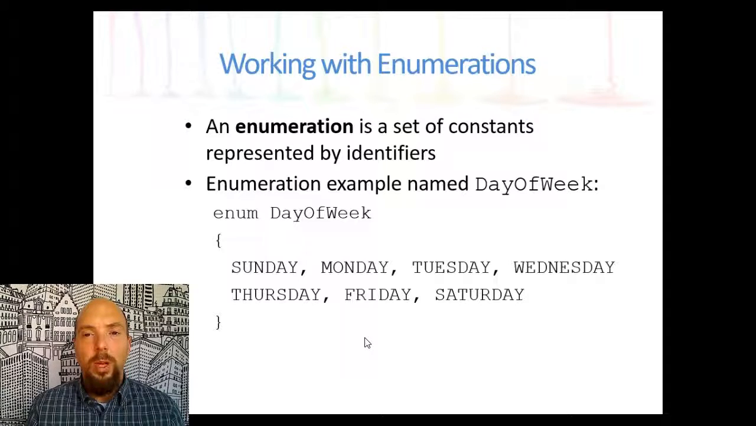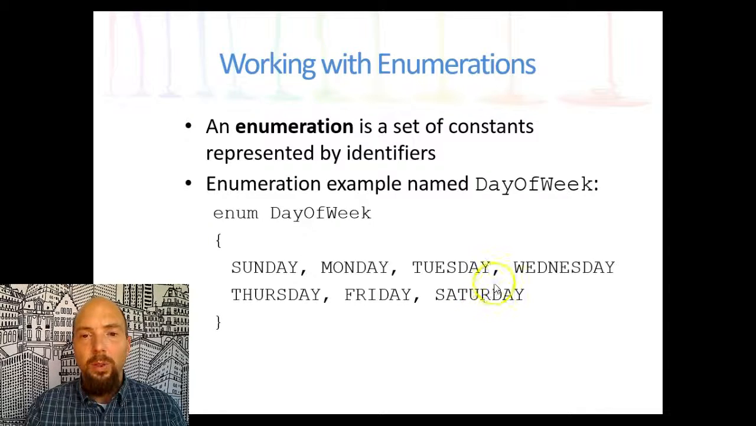We have things called enumerations, and an enumeration is nothing more than a list of strings. So I can have a list of strings of the days of the week. I can have a list of strings of our planets, months, anything like that can be in my enumeration. An enumeration is just simply each item gets a value.